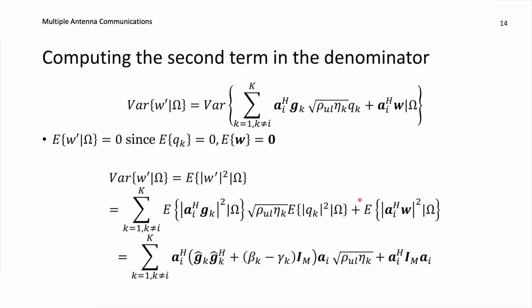Finally, when we are computing this term over here, the noise vector is independent of A_i and has an identity matrix as covariance matrix. We put it here, and we are multiplying with A_i from both sides. So this is the second term in the denominator.